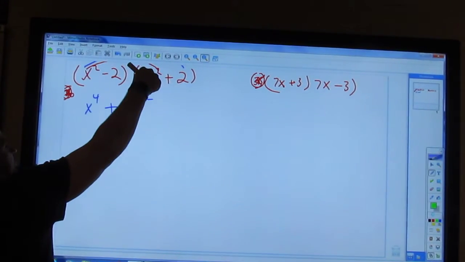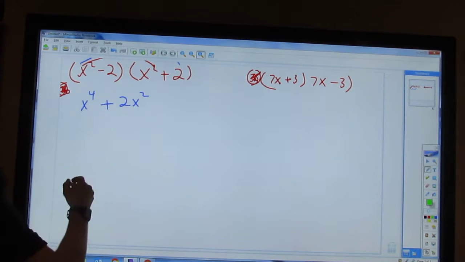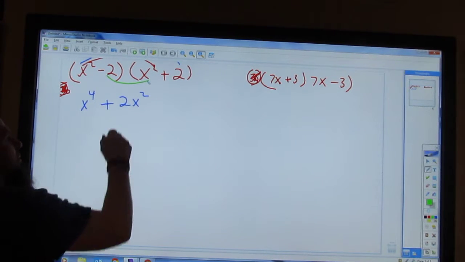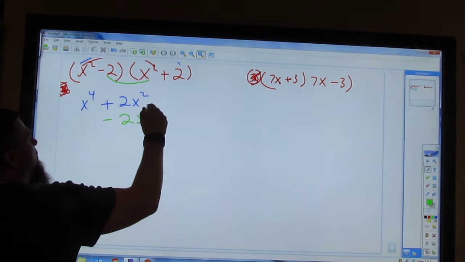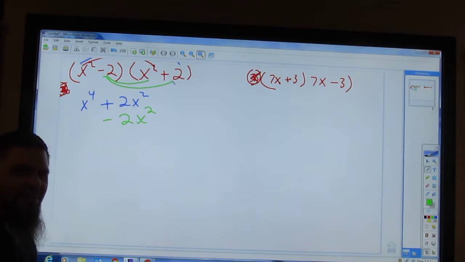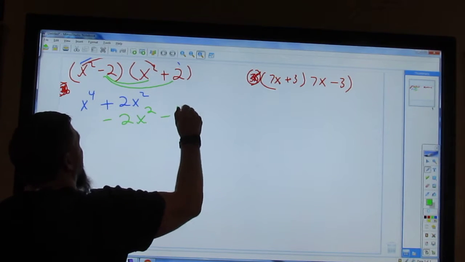So x squared times x squared is x to the 4th. x squared times 2 is 2x squared. And now we're going to go negative 2 times x squared. That's negative 2x squared, right? And then negative 2 times positive 2. You just said it like 10 minutes ago. You want to say it again? Negative 4. Good, thank you. Alright.